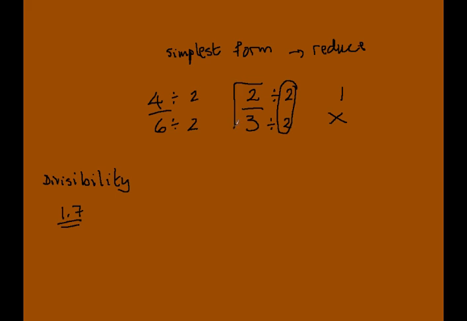So in this case, for this problem, you would stop right there, because there's no number I can think of that can divide 2 evenly and 3 evenly as well. There's no number I can think of. So the final answer will be 2/3. Let's look at another example.